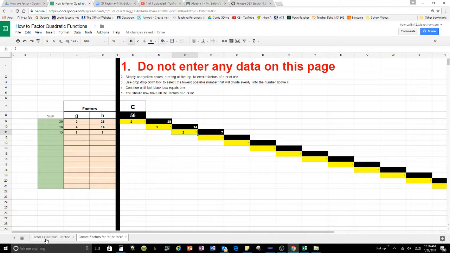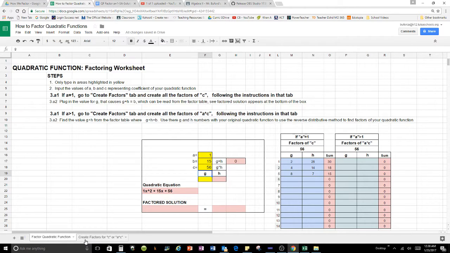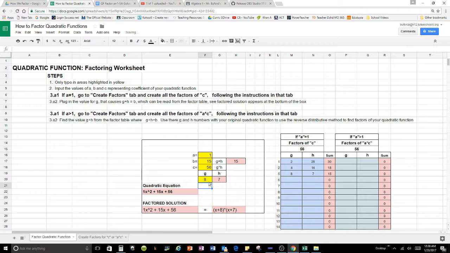If we go back to our quadratic function factoring tab, and we try putting in 8 here, you see it gives us a solution of x plus 8, x plus 7. And again, we had already come up with that, but I just wanted to show you how you could use the quadratic function factoring worksheet to help you solve that if you didn't keep those multiplication tables in your head.